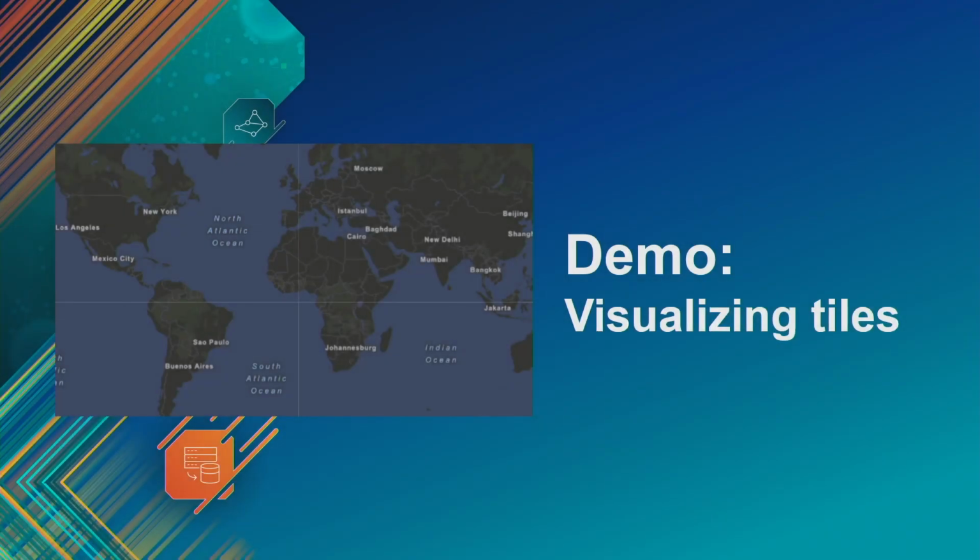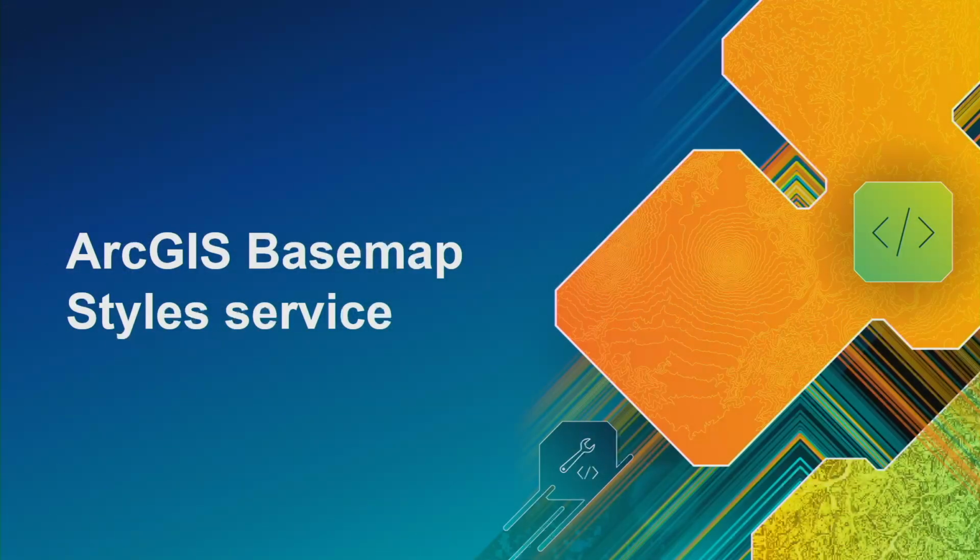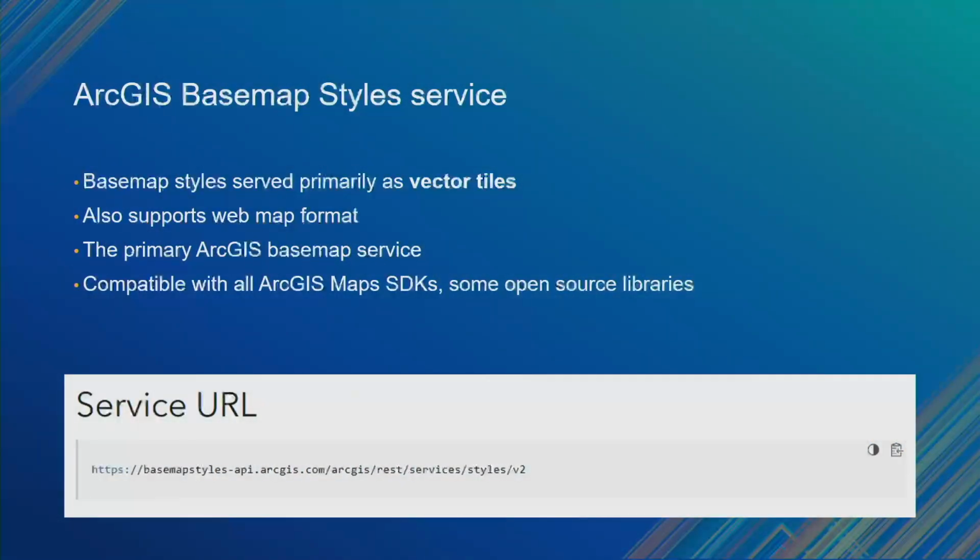Cool. So before static tiles, let's talk about the standard ArcGIS basemap style service. This style service is, I'd say, the service that you'll be using most often. It serves data as vector tiles. I was just showing static to help visualize the tile requests, but vector tile is really the format you're going to want to use most of the time. It's compatible with all of the ArcGIS Maps SDKs as well as open source libraries. And this is actually what our SDKs use by default. So if you're using the JavaScript SDK, for example, you don't have to specify what service you're using. It's just going to be using this one.